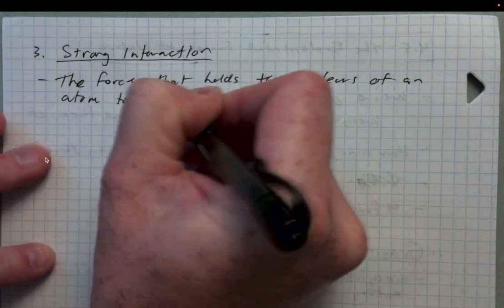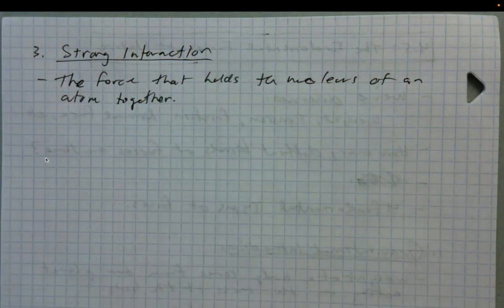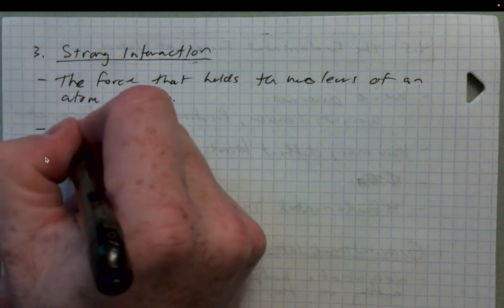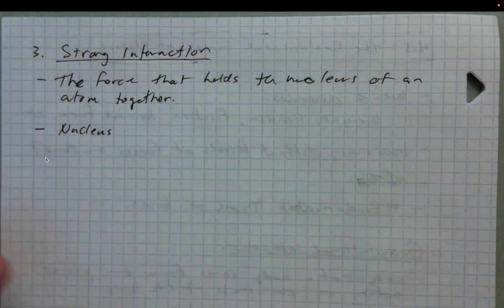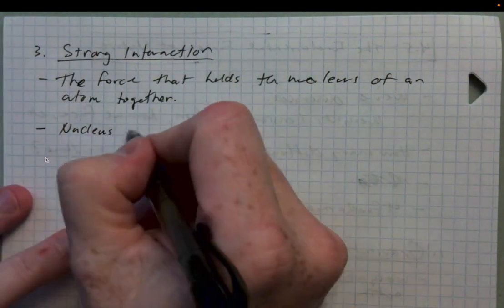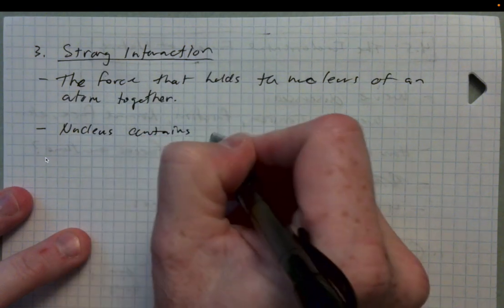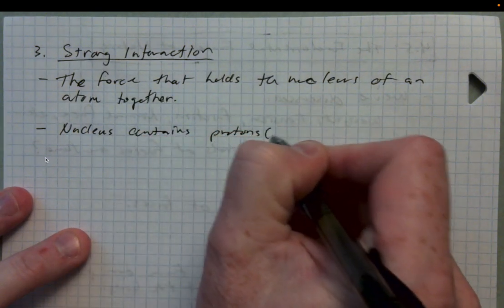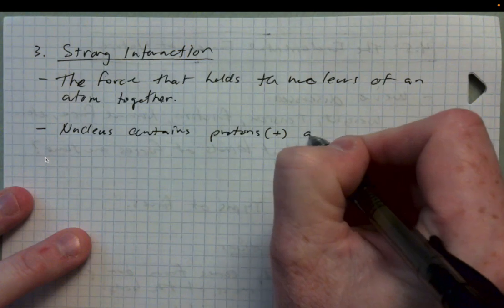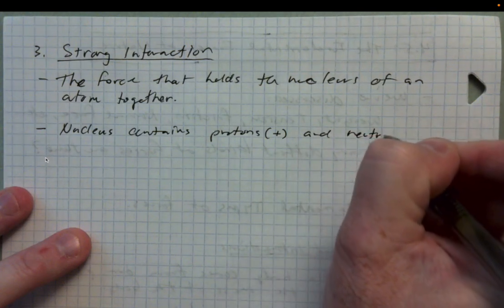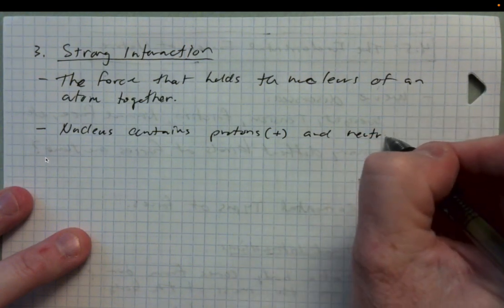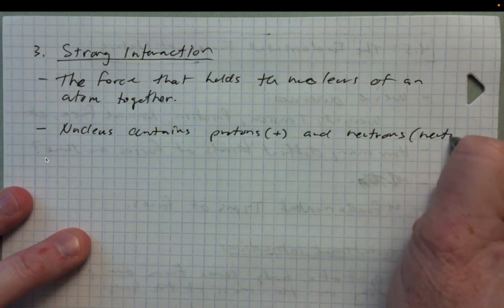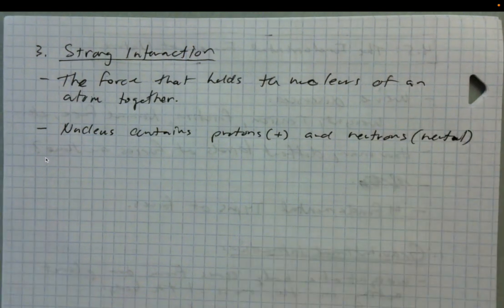Now, if you think about your basic structure of the atom, right? You've got a nucleus, and inside that nucleus are protons and neutrons. So the protons are positively charged, and the neutrons, hence the name, are neutral. All right, this is sort of the basic description of it.